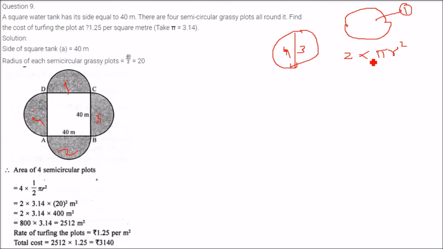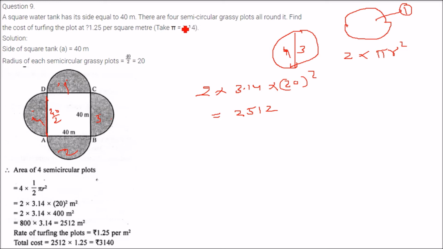So what is the area of 2 circles? 2 into pi r square. I hope you got this idea, 2 into pi r square. These two will be pi r square, these two will be pi r square, so there are 2, so 2 into pi r square. So compute 2 into pi is 3.14 and radius is of course, see, this is the diameter, it is 40. So what will be the radius? 40 by 2. So it will be 20 square, that is 400. So it is coming as 2512.